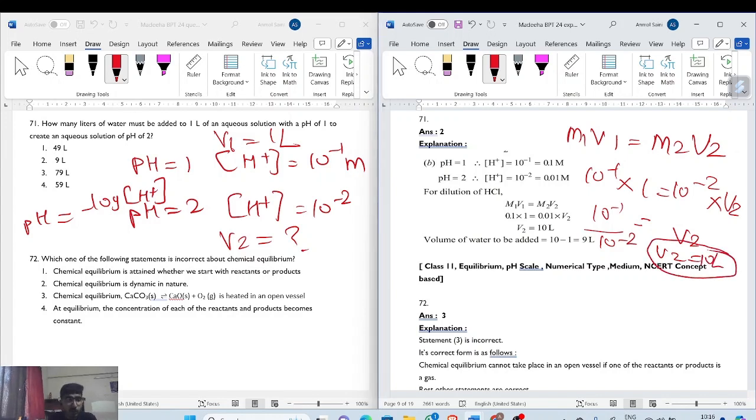And here we have to tell how many liter of water must be added. So volume of water to be added will be equal to 10 minus 1, which is equal to 9 liter, because we have to subtract 1 liter from solution 1. So it comes out to 10 minus 1 equals 9 liter. So the correct answer will be option number 2.